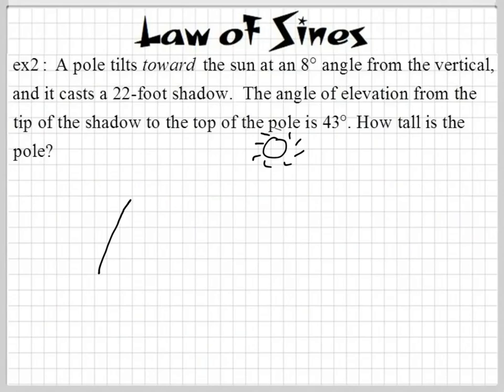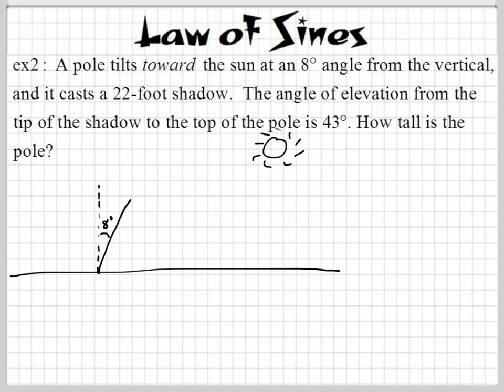Oh, what a lovely pole. And let's draw a ground right here. Okay, so this pole is tilting toward the sun at an 8-degree angle from the vertical. Do you guys know what that means? From the vertical? Yeah, vertical would mean like this, right? It just goes straight up. There's a vertical line. So this right here is 8 degrees, right?